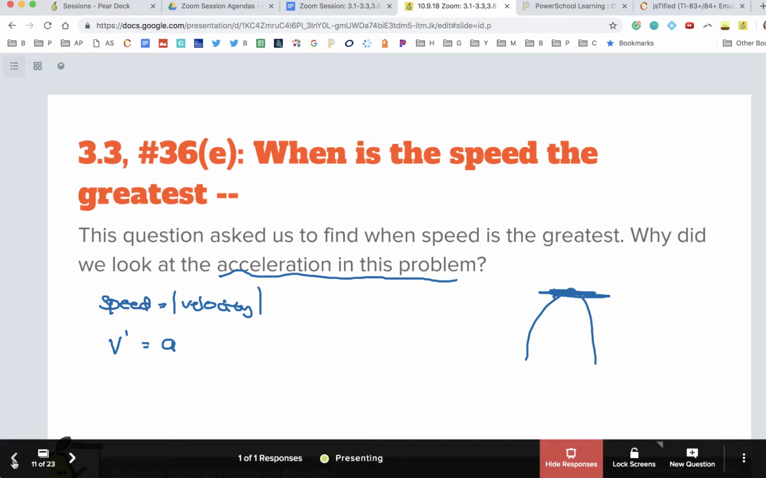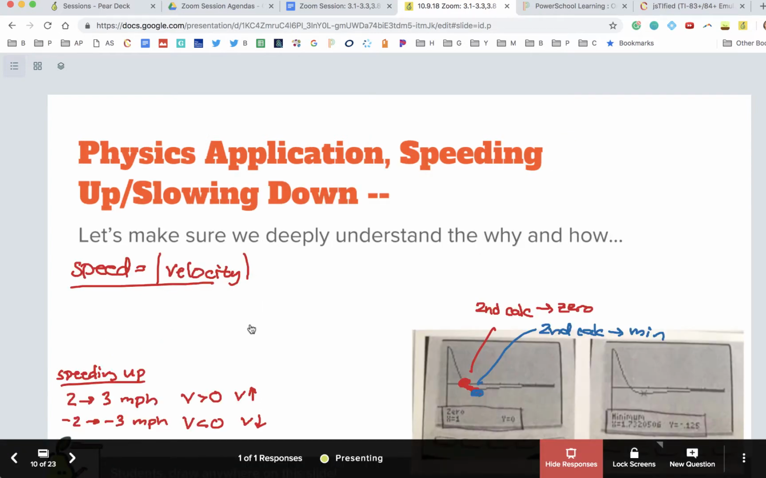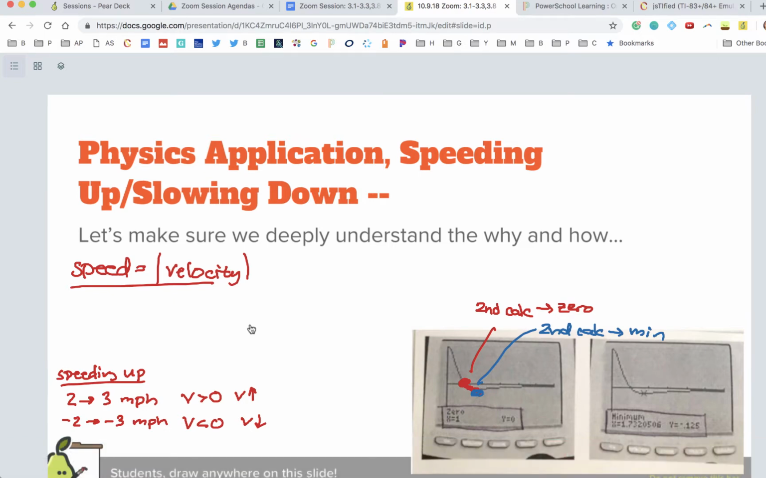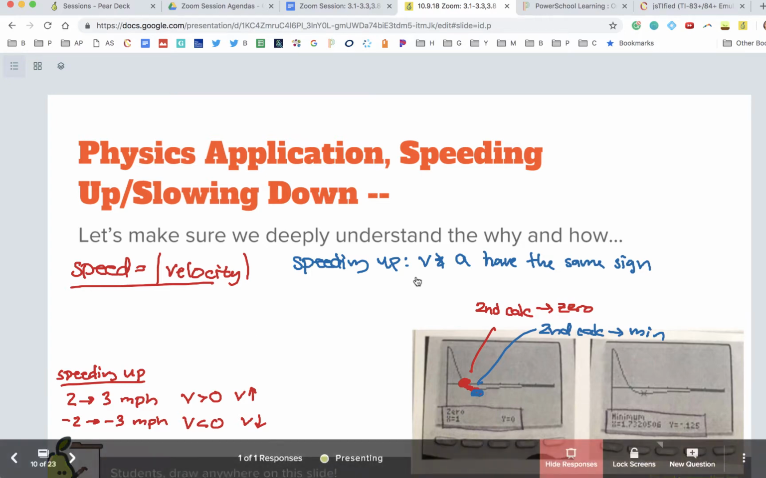Oh, and I realized I didn't fully finish this problem right here, taking you through a full justification of speeding up and slowing down, because you really need to justify this answer. So speeding up, the easiest way to write your speeding up justification, in my opinion, is when velocity and acceleration have the same sign. Okay, I thought I told you only look at the velocity graph. I did, and I meant it. Even just looking at the velocity graph, I can justify that v and a have the same sign.